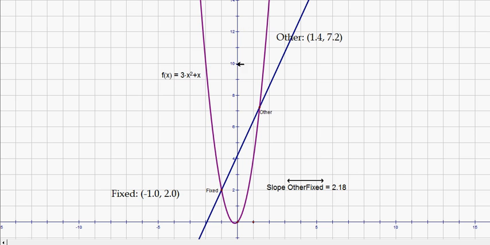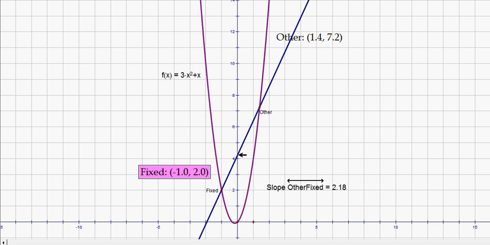So here is our function, 3x squared plus x. I've drawn it in here for you. And then here is a secant line that I've drawn, and notice that it's gone through -1, 2. And how do I know it's -1, 2? Well, I just took -1 and plugged it in here. And I got -1, 2. So this point right here is fixed. Let me just slide this over. So this point is fixed. So this one is not going to move.